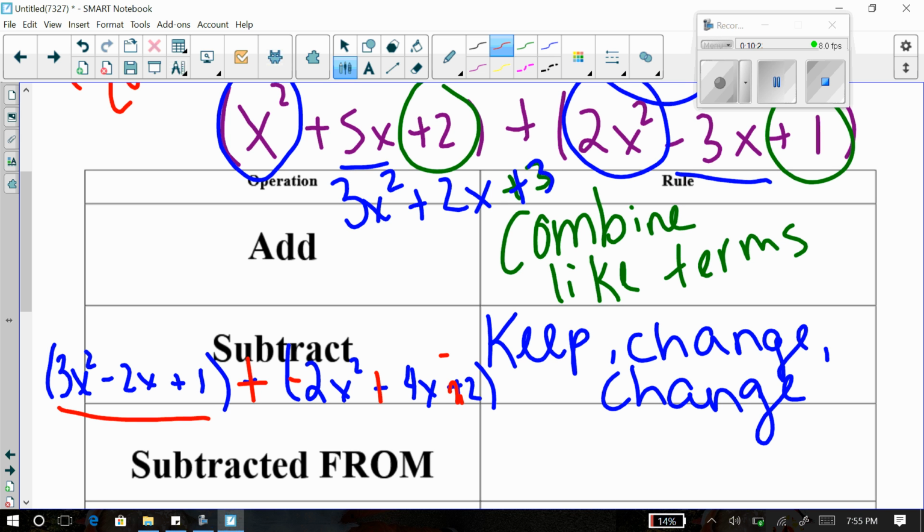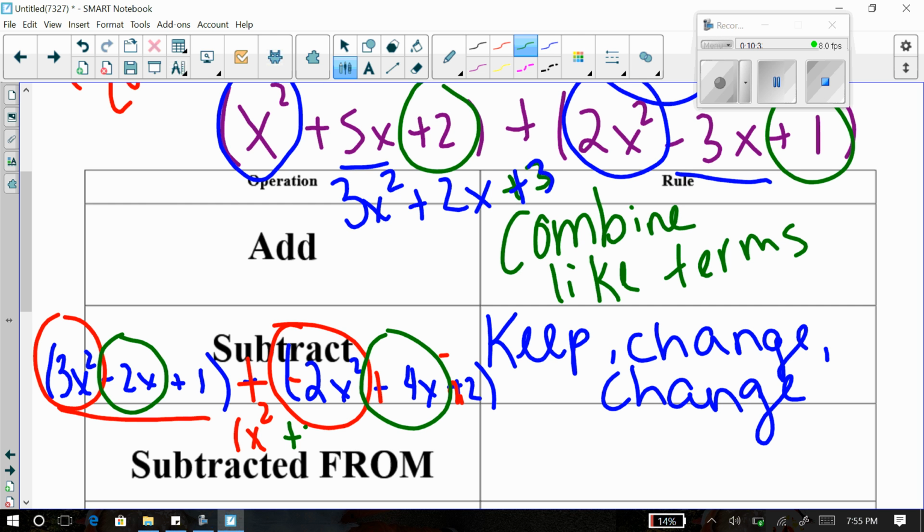3x squared plus a negative 2x squared is a 1x squared. A negative 2x plus a 4x is a positive 2x. And a 1 plus a negative 2 is a negative 1. So keep, change, and then combine like terms. It becomes an addition problem.